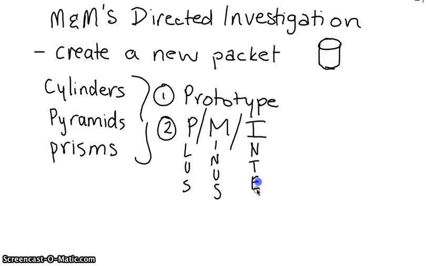So it's an analysis. It's a plus, minus, and an interesting on each of these shapes: a cylinder, a type of pyramid, and a type of prism container. You're going to have a fair bit of time to do this. You're going to have a lot of lesson time.